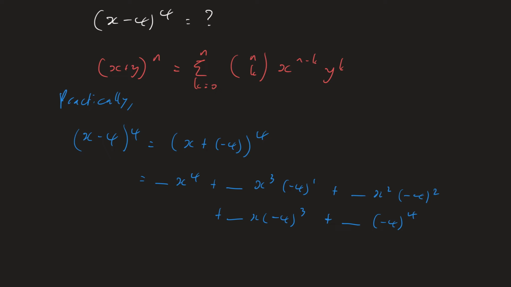So x goes x to the 4, x to the 3, x to the 2, x, constant, while negative 4 goes constant, negative 4 to the power of 1, negative 4 to the power of 2, negative 4 to the power of 3, negative 4 to the power of 4. The only thing remaining is to work out what these coefficients are. This means you have n things. How many ways can we choose k of them?